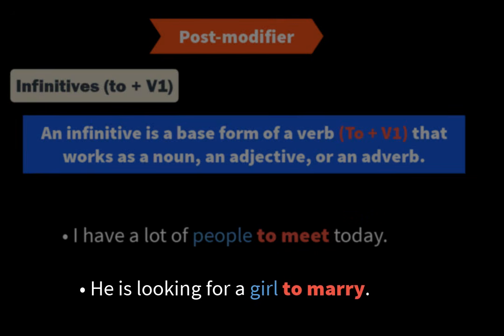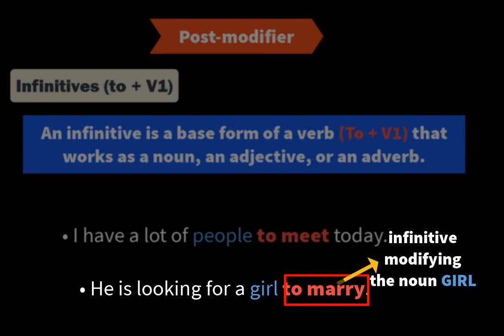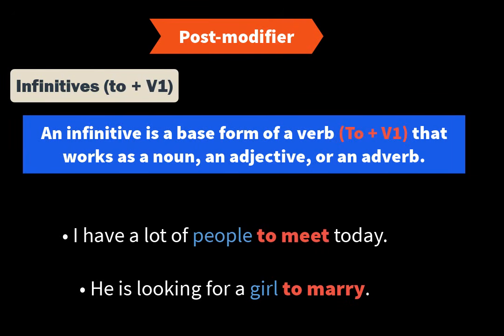All right. Let's take one more example. He is looking for a girl to marry. Why is he looking for a girl? What kind of a girl? A girl to marry. So to marry is an infinitive that's working as a modifier, giving information about the noun girl. What kind of a girl? A girl that he can marry, right? So he's looking for a girl to marry. So that's how an infinitive works as a post modifier, because it comes after the noun it modifies.